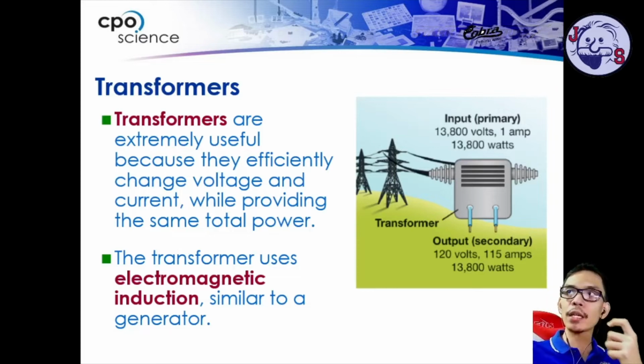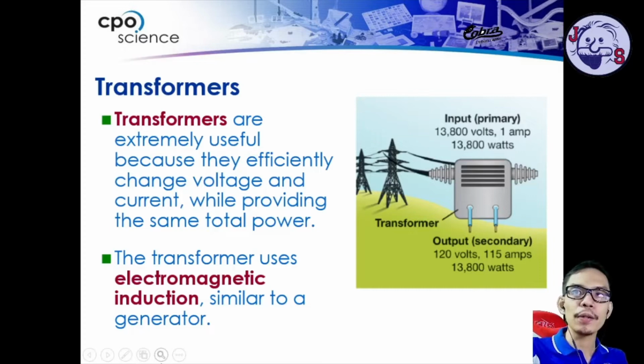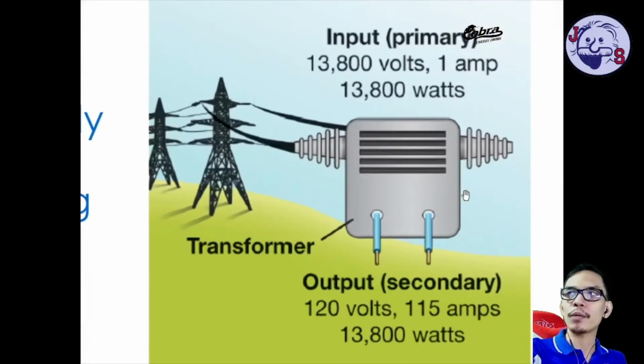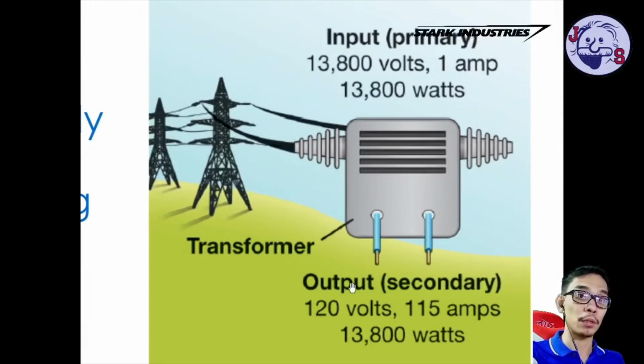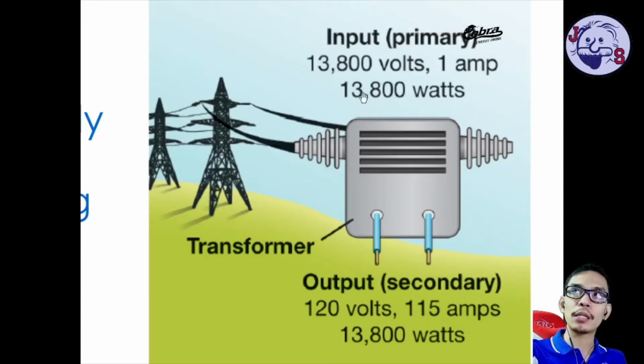So in this particular diagram that we have, on your transformer there are two things that you need to take note of. There is an input and there's an output. The transformer converts this voltage into a more useful and safer amount.